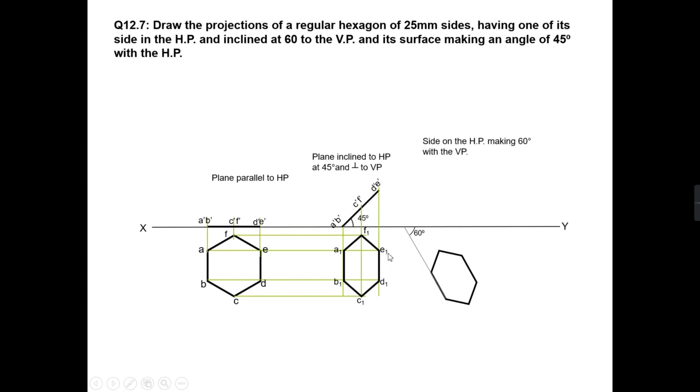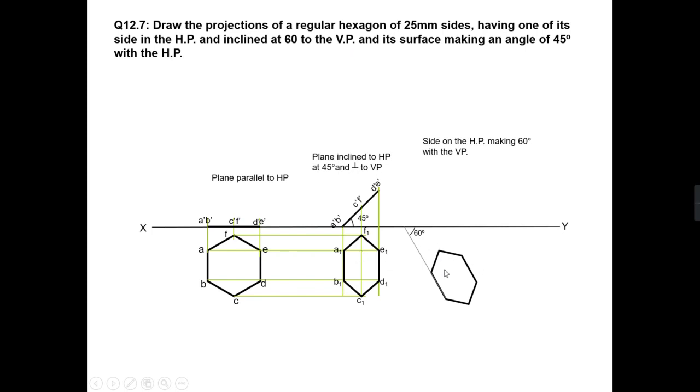After doing this, see in this question it is not given how far your point is from the horizontal plane or vertical plane. So I can draw this figure anywhere. Like in the previous problem, in the case of the circle, it was given that the center point is 30 mm above the HP and 20 mm in front of VP. So I followed that condition. But in this question nothing is given, so I can draw anywhere.